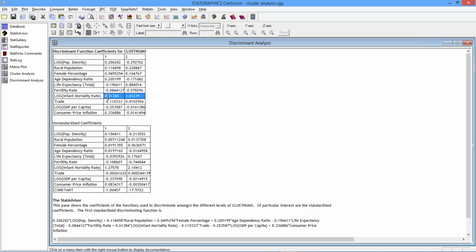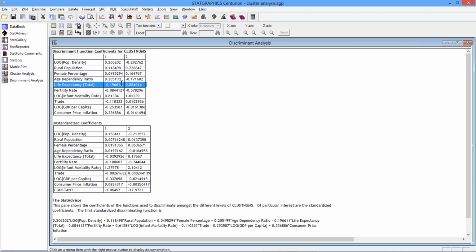And what you should be doing now is looking in my table for those weights that are large. And you can see right here that the largest coefficient on both discriminant functions is for the log of infant mortality. So the single variable which was most important, it appears, in placing my countries into different clusters, was infant mortality. Okay? It wasn't the only thing, but it is clearly weighted the highest.